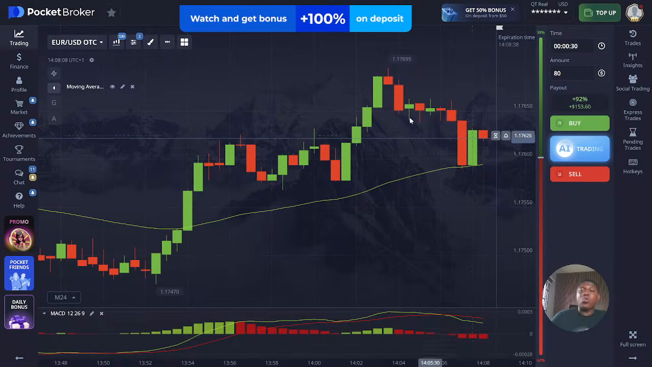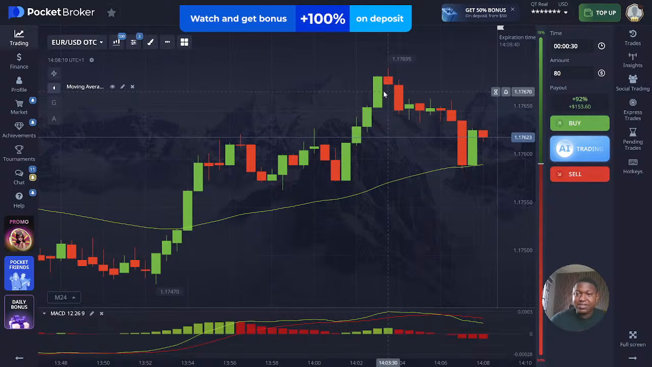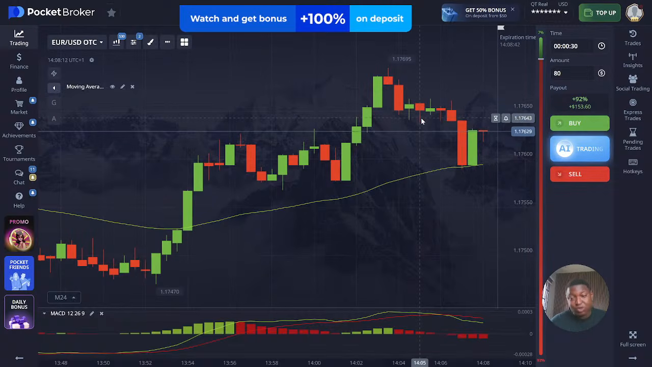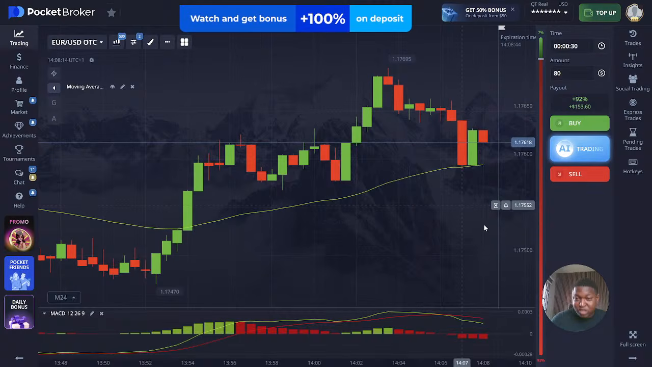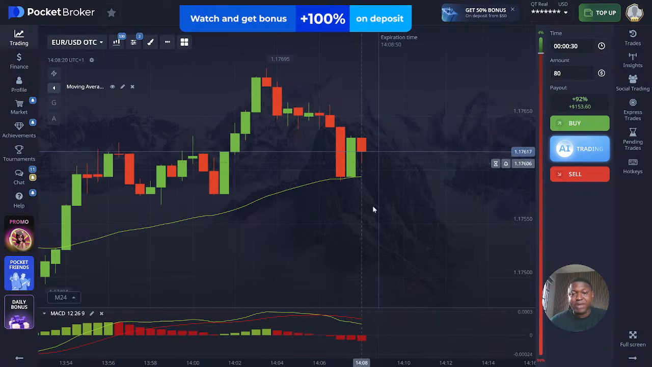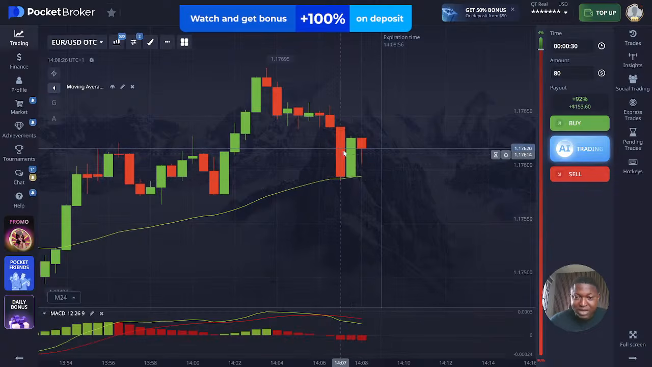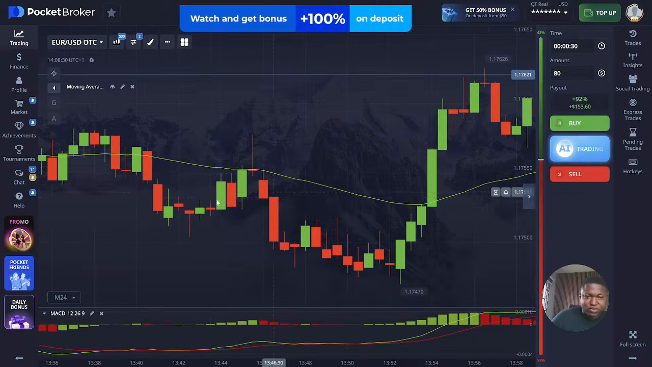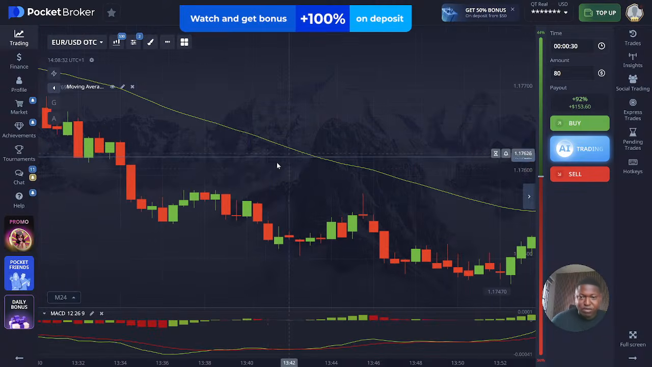Now, once the price crosses below the EMA, then we expect the price to come down. So you see, it didn't cross, so the price didn't come down. It tried to use it as a support and bounced up again. It tried to come down again. Let's look for a proper one.